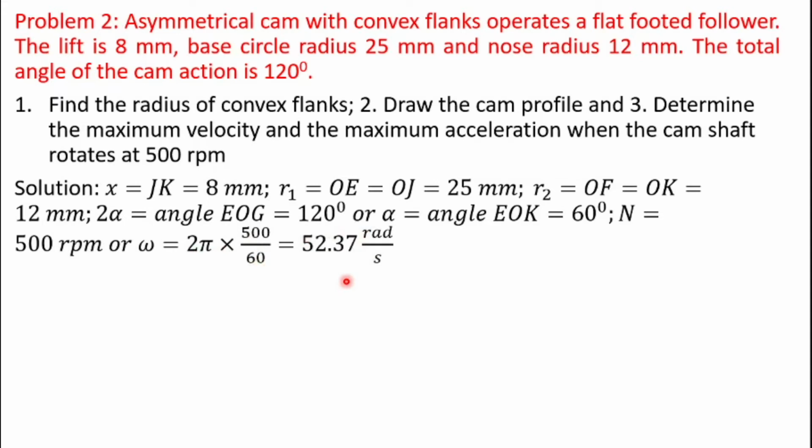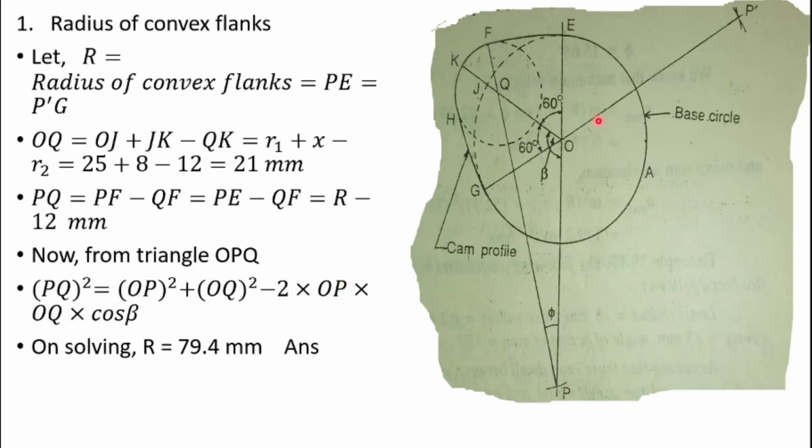Now first find the radius of the convex flank. See the figure: let the radius of the convex flank be r, which is PE and P dash Q. This is the convex flank, this is the convex flank. So the radius is PE and P dash Q. Now to find this R, find OQ. See from the figure what will be the value of OQ.